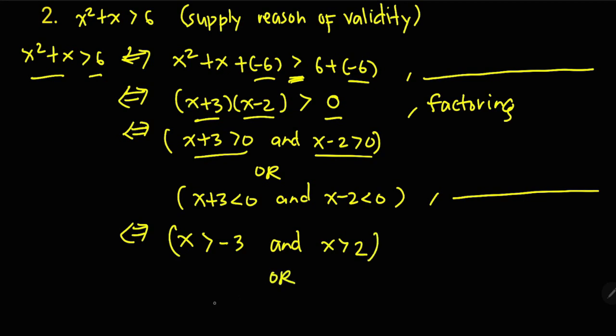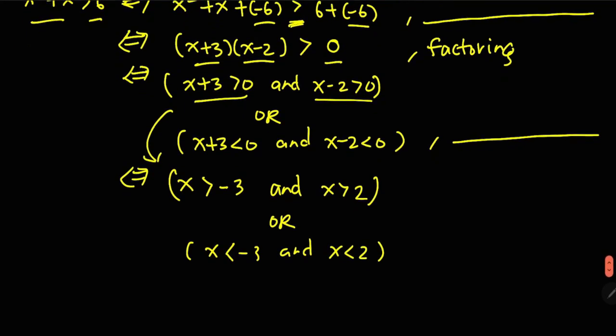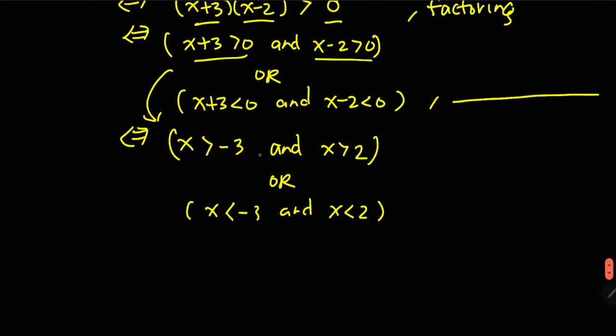Or the second scenario, x plus 3 is less than 0, is equivalent to x is less than negative 3. And x minus 2 less than 0 is equivalent to x less than 2. For this, we use transposition. Now, what do you mean by x greater than negative 3 and x greater than 2? We can imagine x equals negative 3 and x equals 2 to be two numbers on the number line. So, this is negative 3 and this is 2. So, what does it mean?